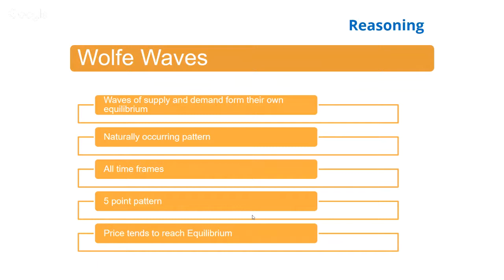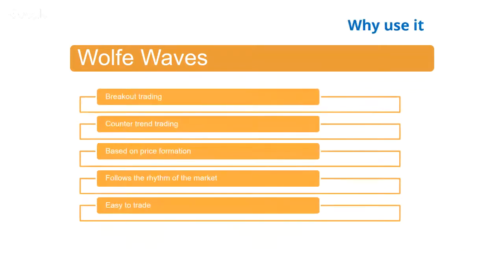Okay, so this is the reasoning behind Wolfe Waves. Price tends to reach equilibrium. Equilibrium is set once the price rejects from the line that it makes and comes to its target line, or at least makes 50% towards its target line.